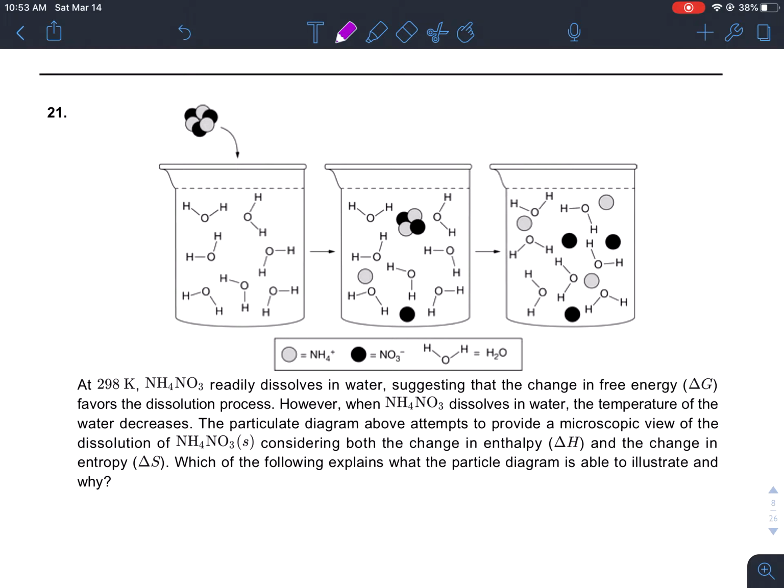Look, I see ammonium nitrate, and by the way, anything nitrate is soluble, meaning it'll completely dissociate. So, okay, they got the ammonium nitrate stuck in the water, some of it came apart, and eventually all of it came apart. Yeah.